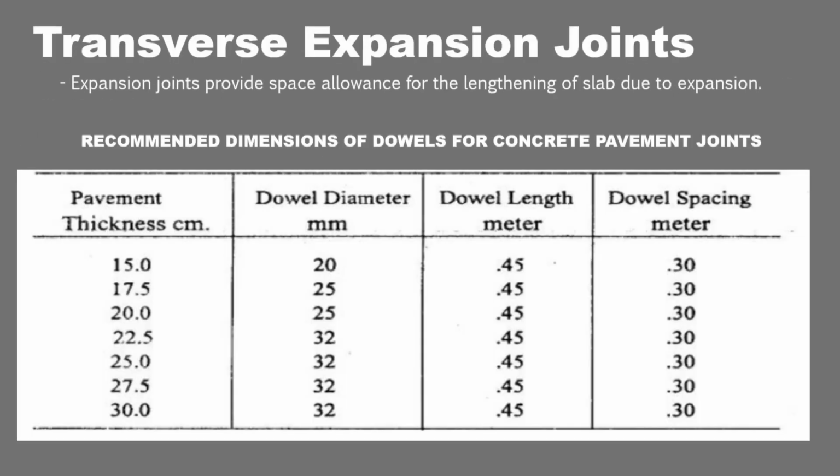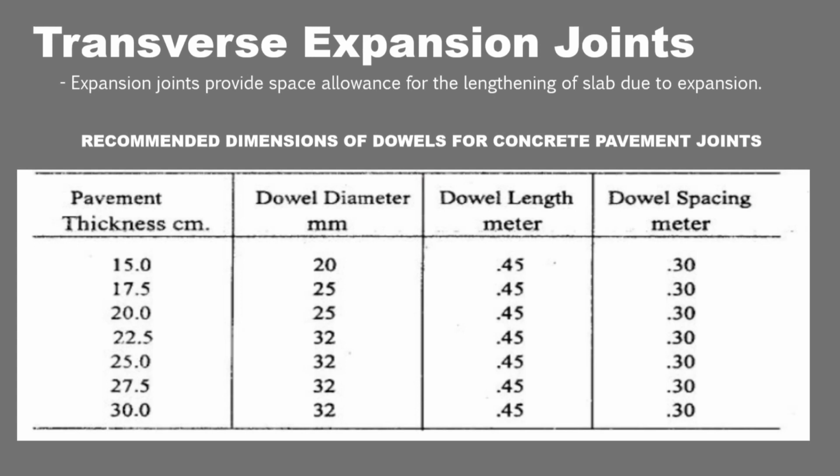Next is the transverse joint. Expansion joints provide space allowance for the lengthening of slab due to expansion, to relieve the stress on building materials caused by building movement. Recommended dimensions of dowels for concrete pavement joints.